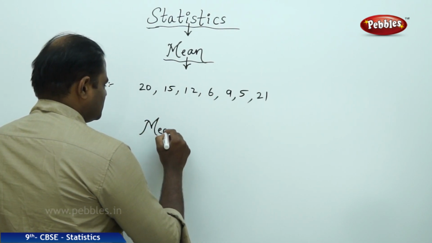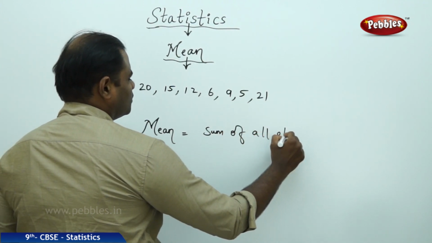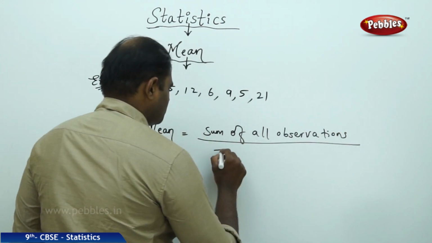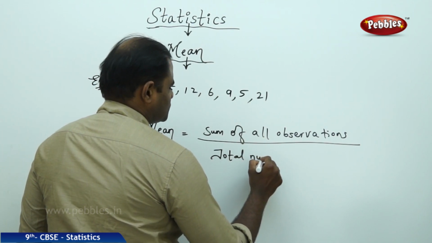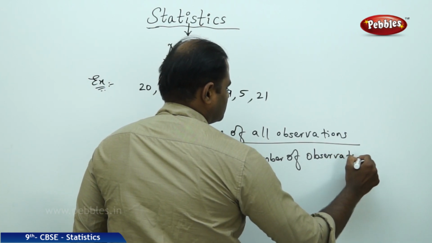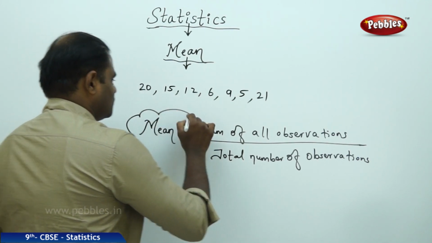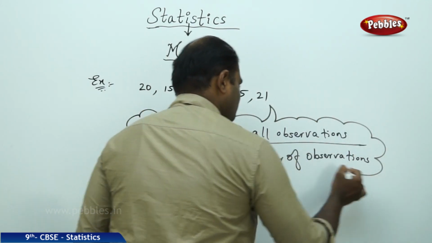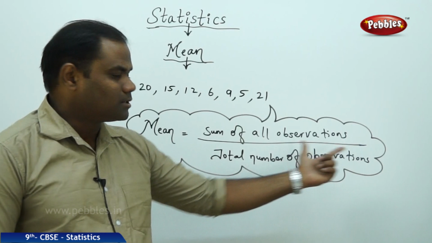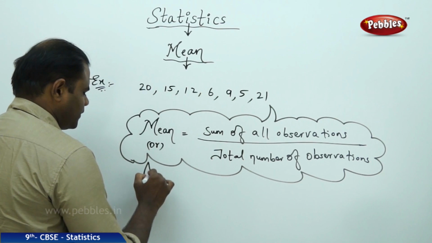So here mean is defined as sum of all observations by total number of observations. That is how I define the formula for mean. Mean is sum of all observations by total number of observations, or mean is also referred to as average.